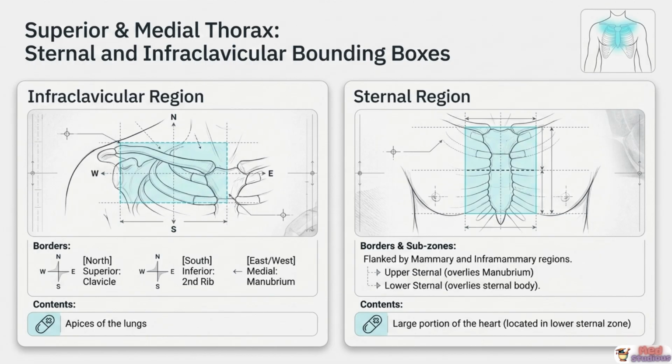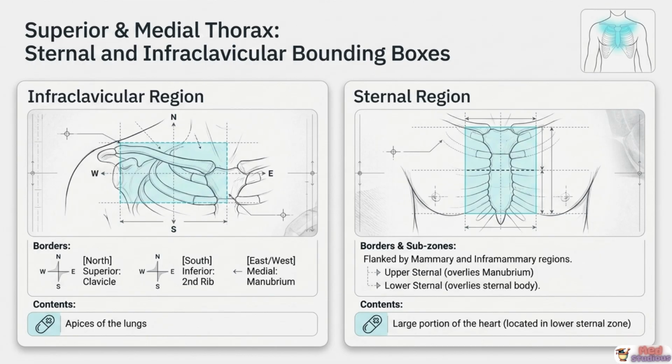This is why an apical lung tumor, known as a Pancoast tumor, can cause Horner syndrome and brachial plexus symptoms, because the apex of the lung sits right here in the infraclavicular zone, adjacent to the lower cervical nerve roots and sympathetic chain. The sternal region runs the full midline length of the sternum and is flanked bilaterally by the mammary and inframammary regions.